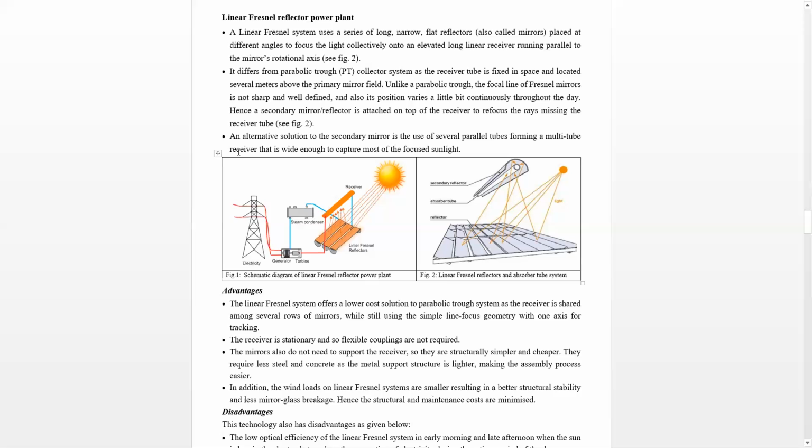Now the third point is that an alternative solution to the secondary mirror is the use of several parallel tubes forming a multi-tube receiver that is wide enough to capture most of the focused sunlight. So instead of one single tube, if we take several tubes clubbed together, then all the radiation will eventually fall on one or two or the other tube, right? So this is how it works.